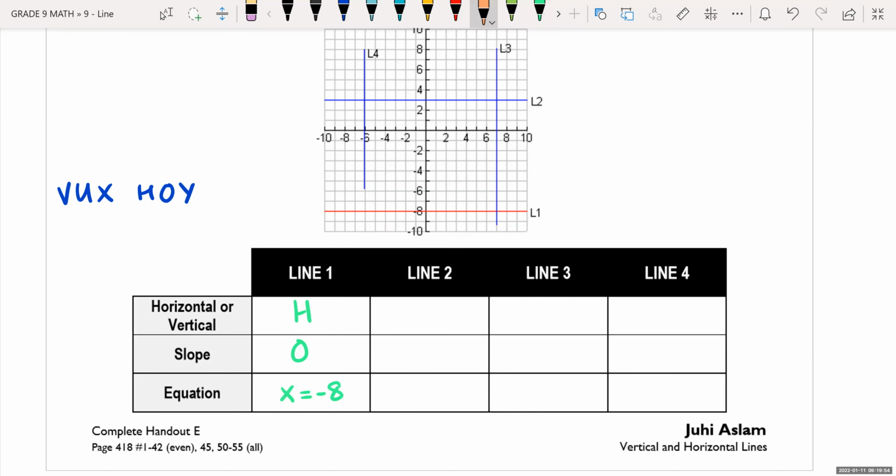Let's try line number 2. We have this one right here. Is this a horizontal line or a vertical line? It is horizontal. Why is the slope 0 again? Every horizontal line has a 0 slope and every vertical line has an undefined slope. Take a look at that sheet that we did, because we did the calculation for it and proved it there. But for now, you just need to know those facts.